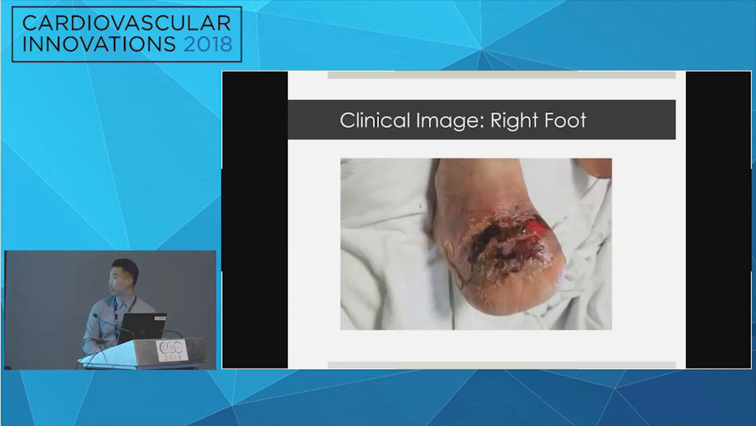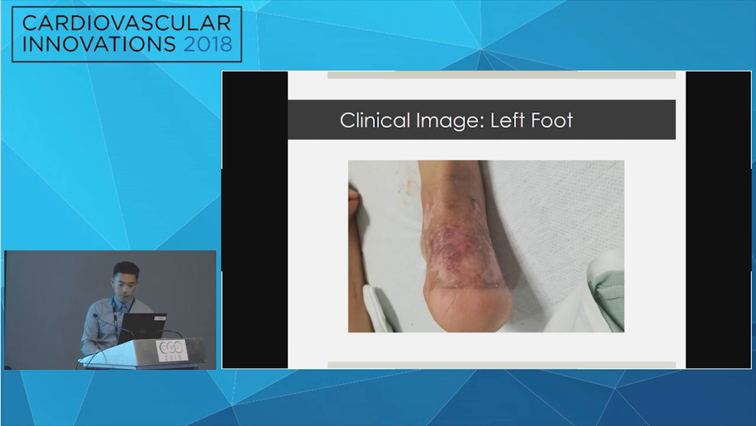And this is the first clinical image I was able to get. This was in 2017 when I saw him on his right foot. This is his right foot with all the previous bullae formations and the eschar and the scabbing and the scarring. And this is his left foot.